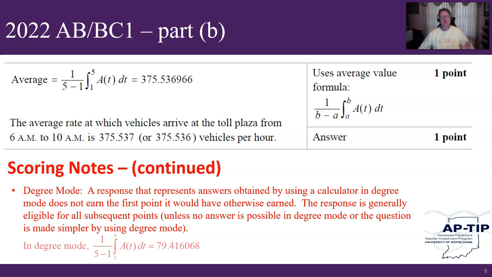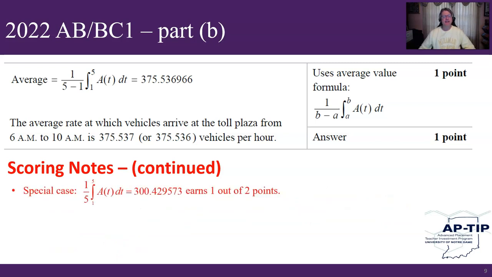Now, for this particular problem, that degree mode answer that we're thinking about is 79.416. So that's pretty much a dead giveaway. As soon as you see that, it's likely that the student was in degree mode throughout all of the problem. Right. Another great tip as teachers and students, make sure that calculator is always in radian mode, pretty much throughout your course, but certainly for the AP Calculus exam.